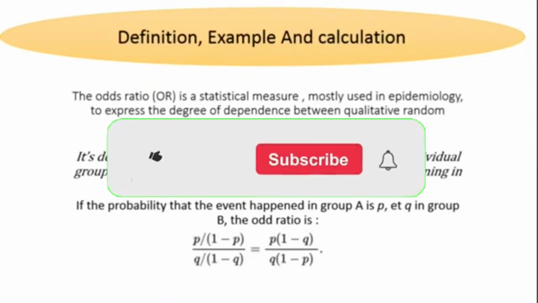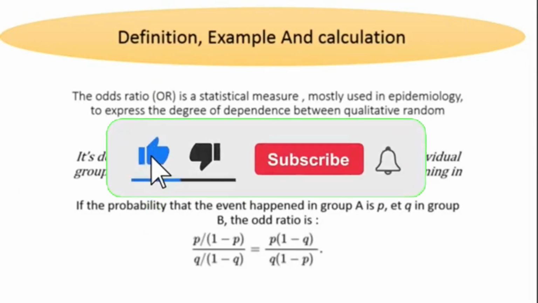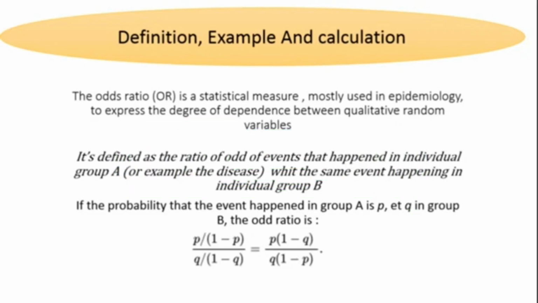By definition, we can say that the odds ratio is a statistical measure mostly used in epidemiology to express the degree of dependence between two qualitative variables. So in odds ratio analysis, we have two qualitative variables that we are going to search for the link between.